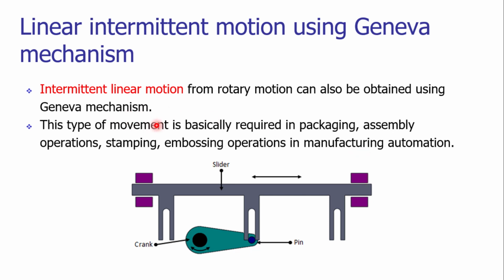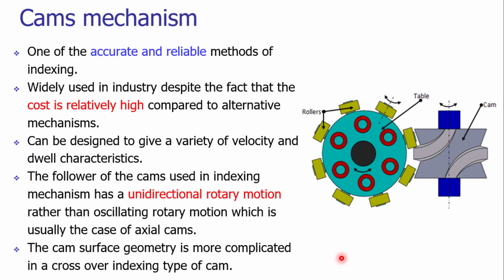These types of arrangements are basically used for packaging, assembly, stamping and embossing, which are used in manufacturing automation. The third mechanism is the cam mechanism itself. This is very interesting, but it is a very complicated mechanism to manufacture.